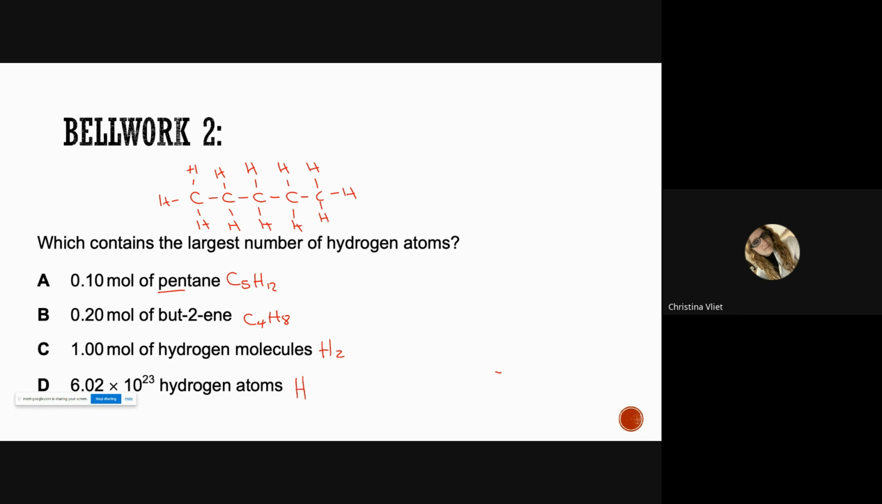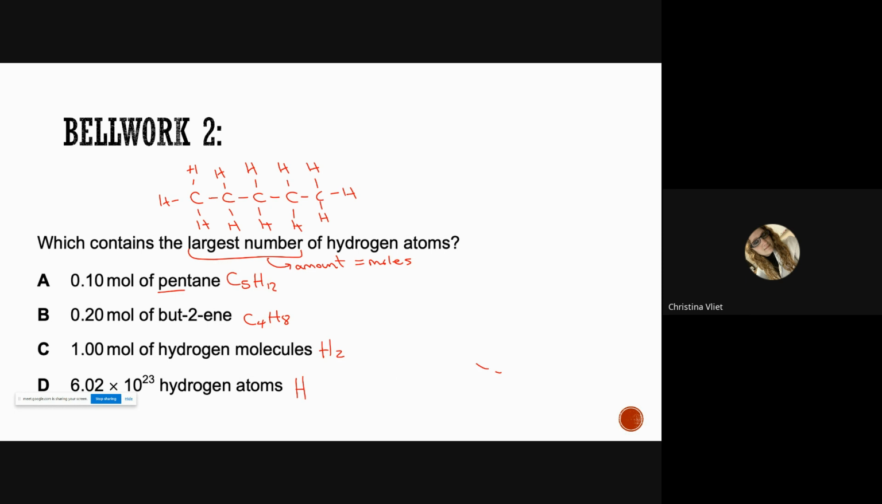So the question asks, which contains the largest number of hydrogen atoms? Number means amount, and moles are amounts. So if we figure out which one has the largest amount of moles of hydrogen, we'll figure out which one has the largest amount of hydrogen, because moles are amounts. We can say in moles. We don't have to use Avogadro's number. We can just change them all to moles of hydrogen.